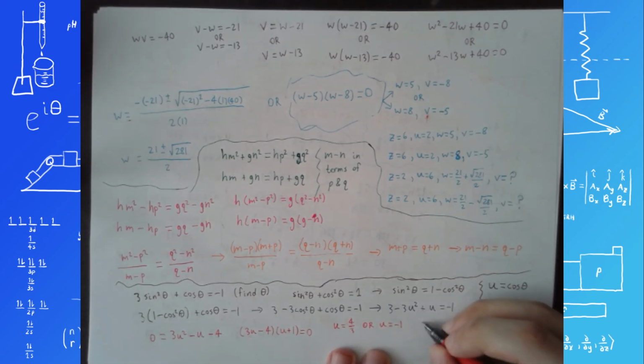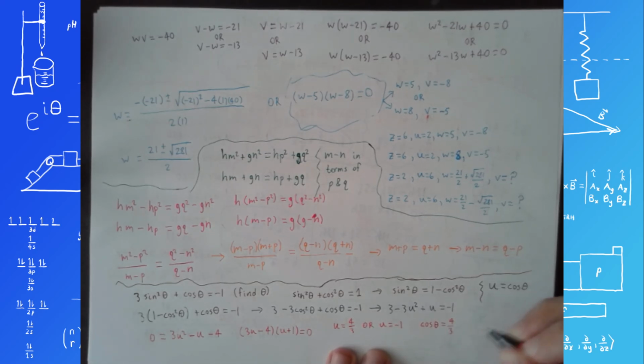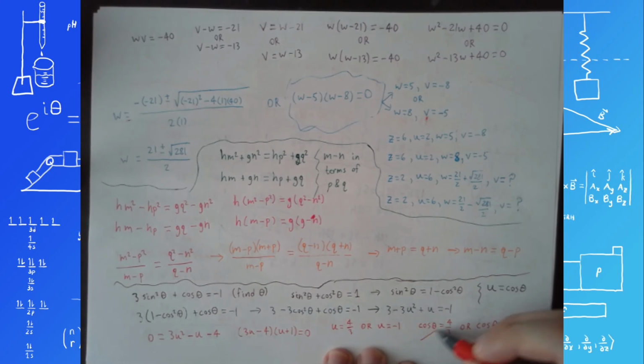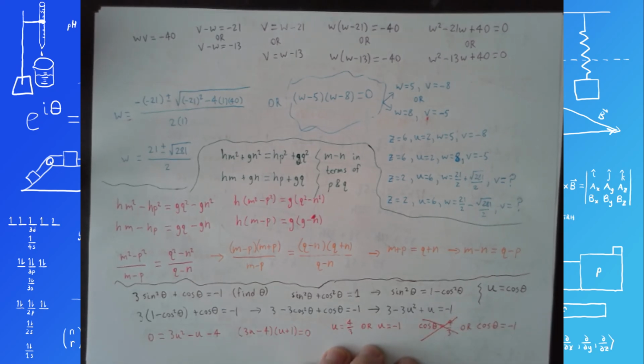So our possibilities are cosine theta, right? u was just a temporary substitute for cosine theta. So either cosine theta is equal to 4/3 or cosine theta is equal to -1. Well, it turns out that only one of these possibilities is valid. Those of you who know your pre-calculus or trigonometry should know this. Cosine theta equals 4/3 is impossible.